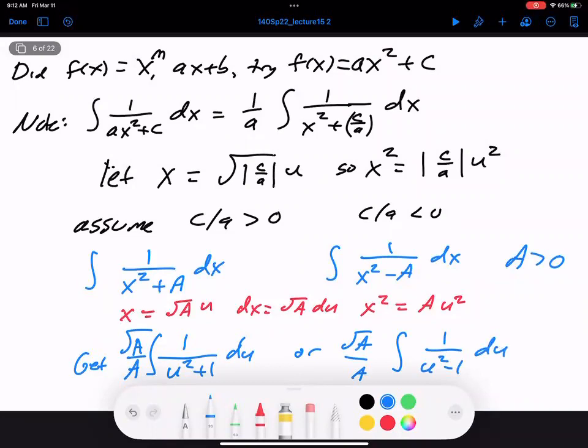So the whole point of this is that if I give you something with a form 1 over ax squared plus c, I can reduce it to one of the following two integrals, integrating 1 over u squared plus 1, or integrating 1 over u squared minus 1. Once I know how to do those two, I can get anything of the form ax squared plus c.